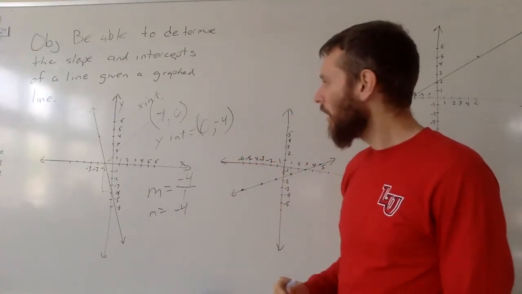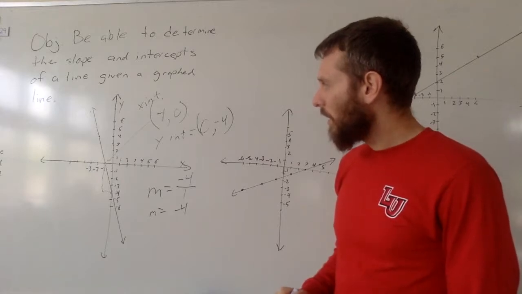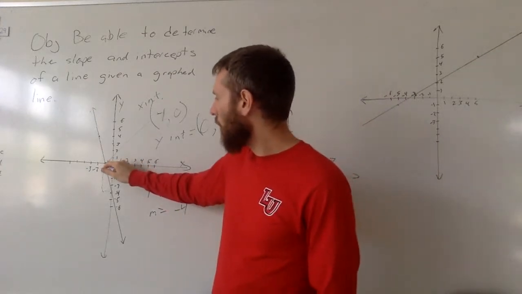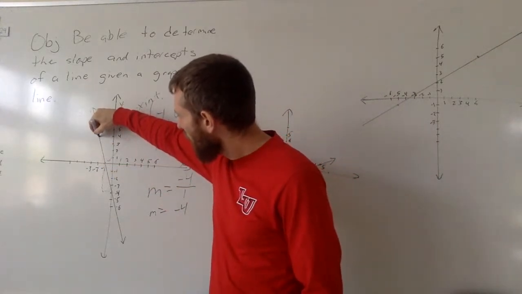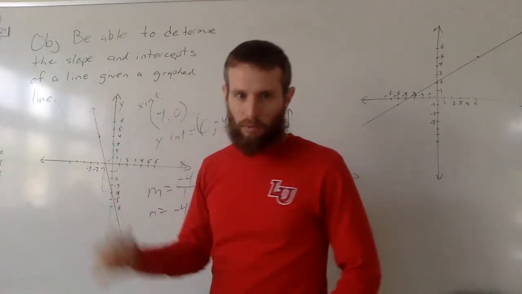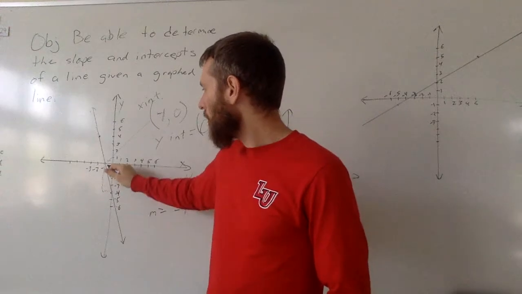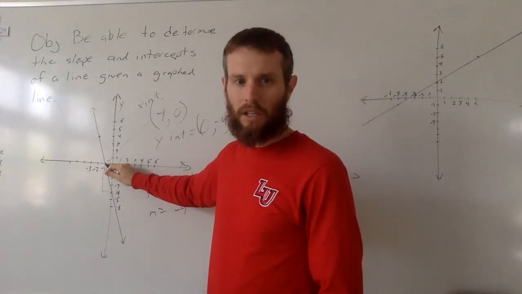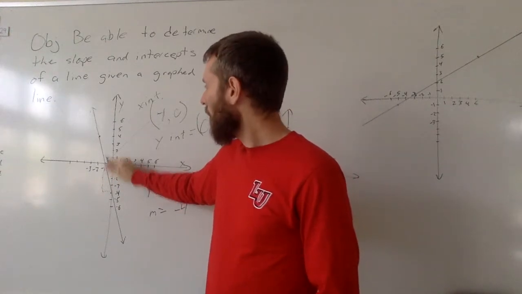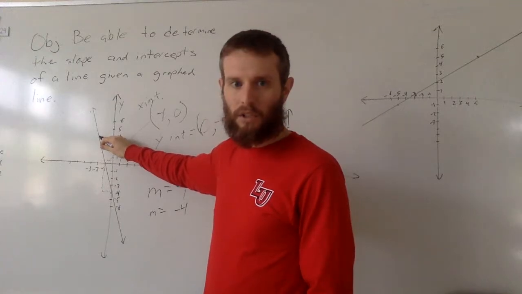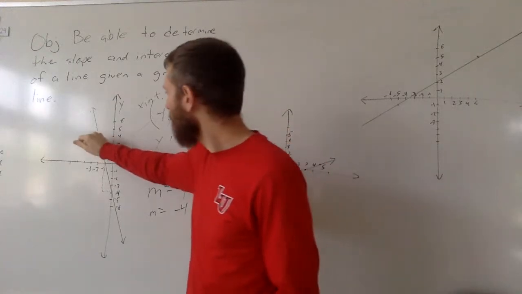By the way, I want to make this point as well. I could have used these 2 points, or any 2 points in the line for that matter. Let me show you one thing with these 2 points. This again is (-1, 0). And then this point up here is (-2, 4).